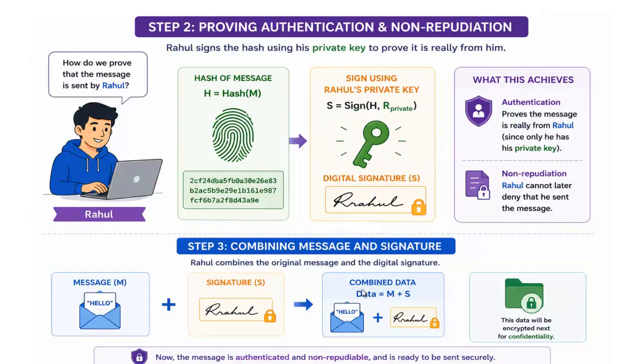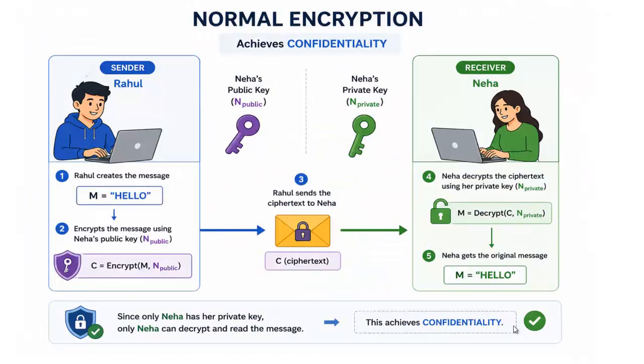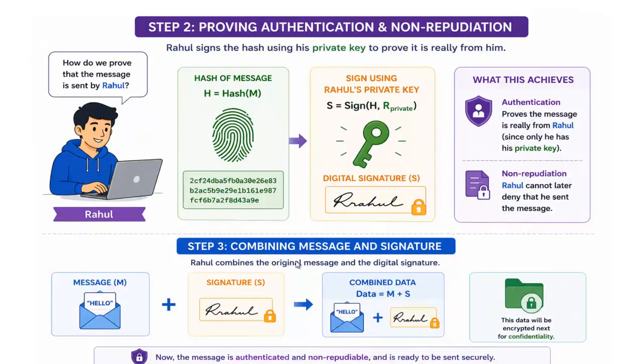Now, normal encryption that we did before, right? For this, Rahul encrypts the data using Neha's public key, meaning the receiver's public key, like this. We just discussed this, so here in place of M, we have to put data, because data is equal to M plus S, right? So now all done. Our data is encrypted. As you know, encryption ensures confidentiality because only Neha can decrypt it using her private key. All done. Now another question arises.